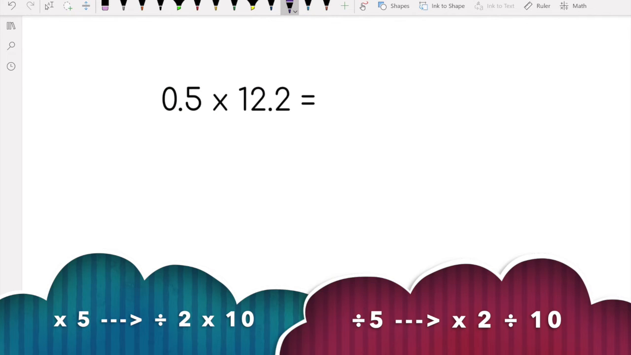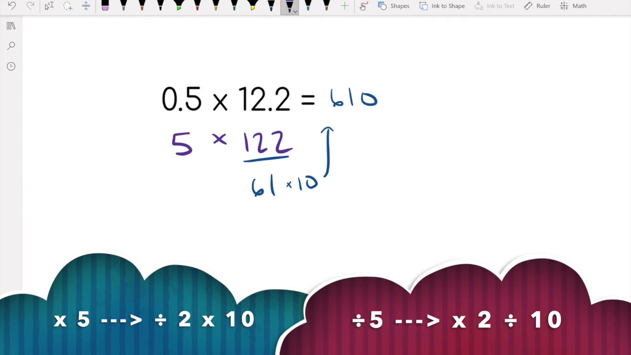Do this one here, just like before, we're going to remove the decimal. So really, this is just 5 times 122. And now we're going to do our multiplication trick. We take this number, we divide it by 2, that gives us 61, and then we can multiply it by 10, and we're at 610.